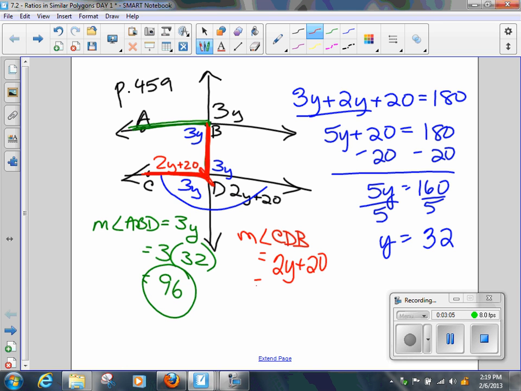Don't I already know what y is? Sure, it's 32. 2 times 32 is 64. Plus 20 is 84. Okay? I could almost promise that bell work next week would include something like this.